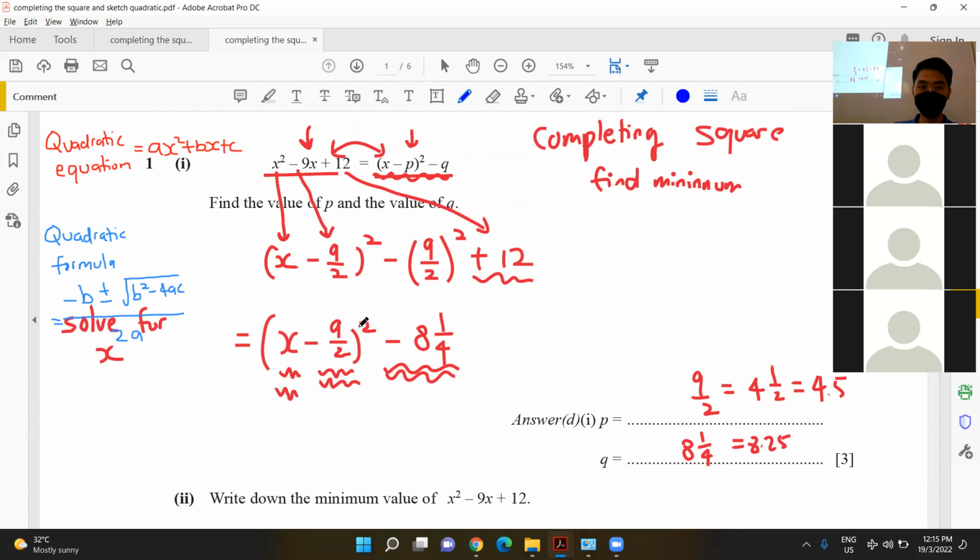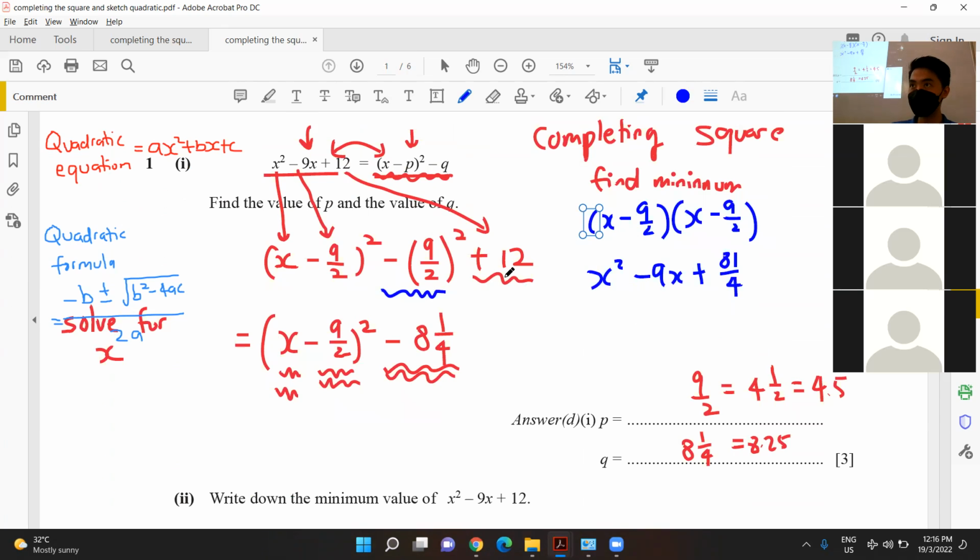If you see here, when we expand this bracket, x minus 9 over 2, x minus 9 over 2, right? When we expand, it's going to be x squared, then minus 9 over 2, minus 9 over 2, minus 9x. Then on the inside, you have plus 81 over 4. That's why on the outside, we also have to minus 81 over 4, to make the equation back into the same thing.